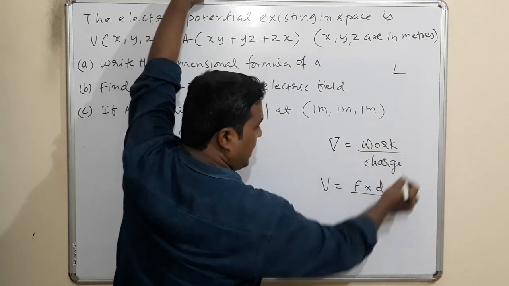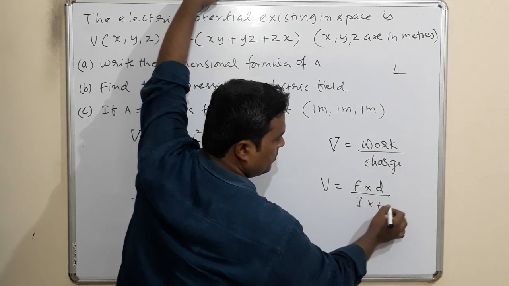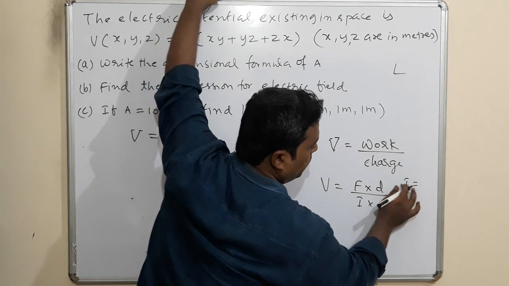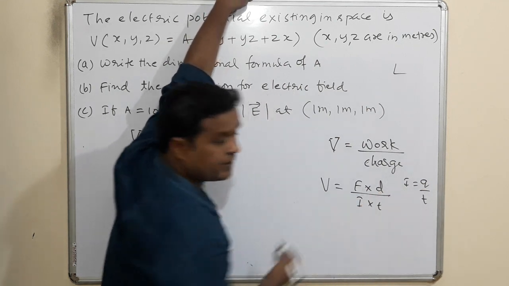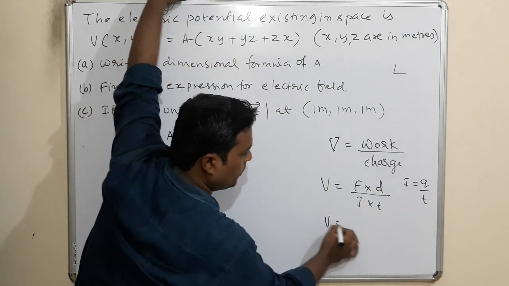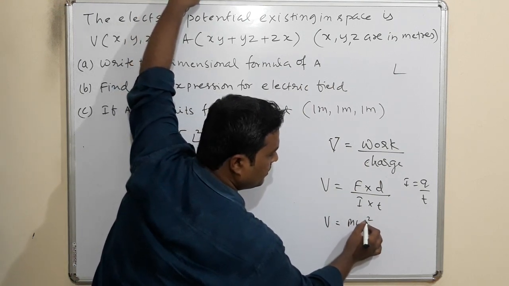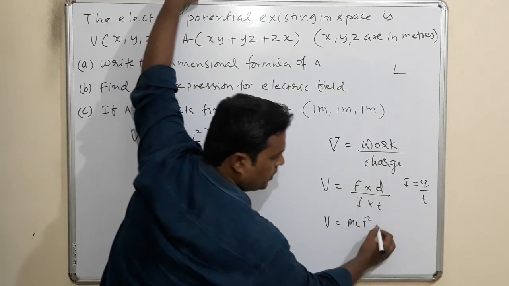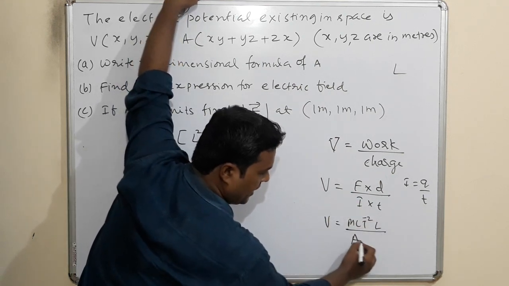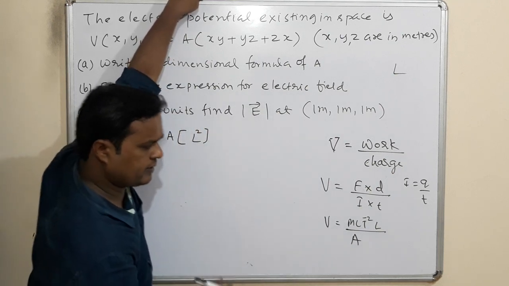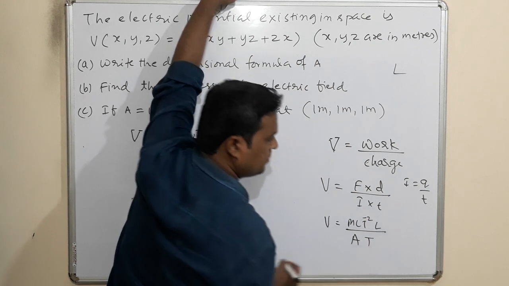Then charge is current into time, because we know that current is charge by time. Then charge is equal to current into time. Then V is equal to force, which is M L T minus 2, into distance, which is another L. Current dimension is taken as A or I. This is A. Time is T.